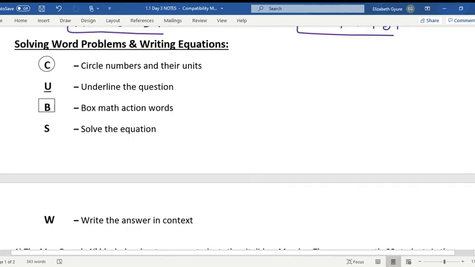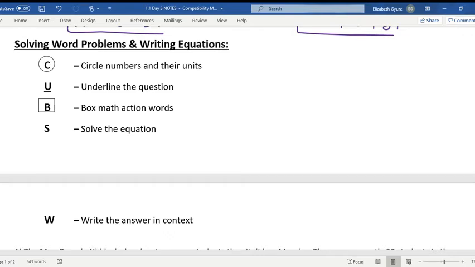This is a little strategy we use. I'm not a baseball fan, so this wasn't me. I didn't make up this Cubs W thing. Don't get mad at me. This wasn't me. This was a department thing. But it's a good little strategy to help you guys with your word problems, okay?